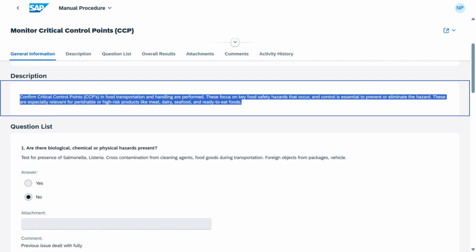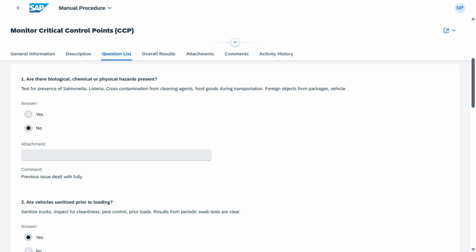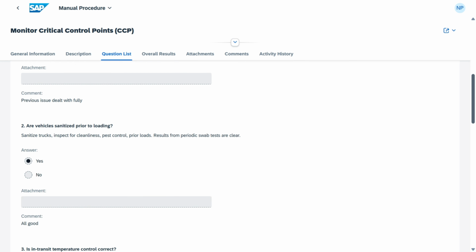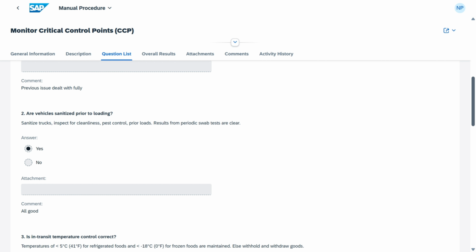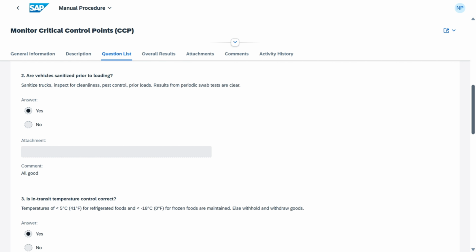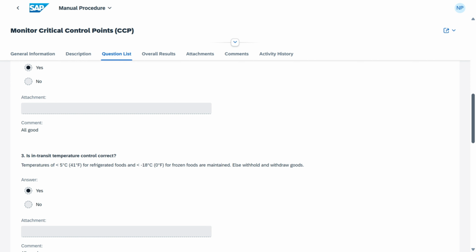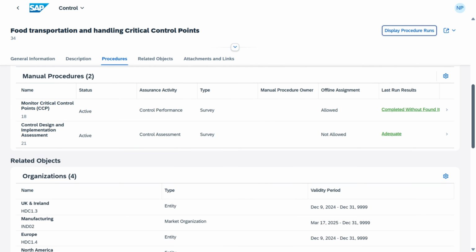The purpose of the first manual procedure is to confirm via testing that the critical control points plan is being implemented by the business. In this example, 3 key tests are performed. These are to test for biological, physical, or chemical hazards, thorough vehicle sanitization, and consistent temperature control during transportation.